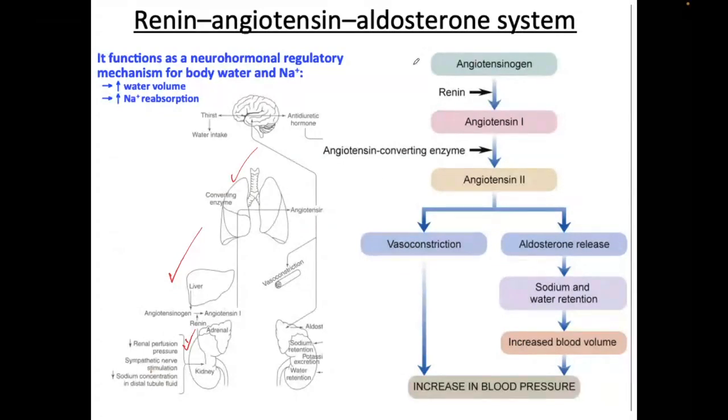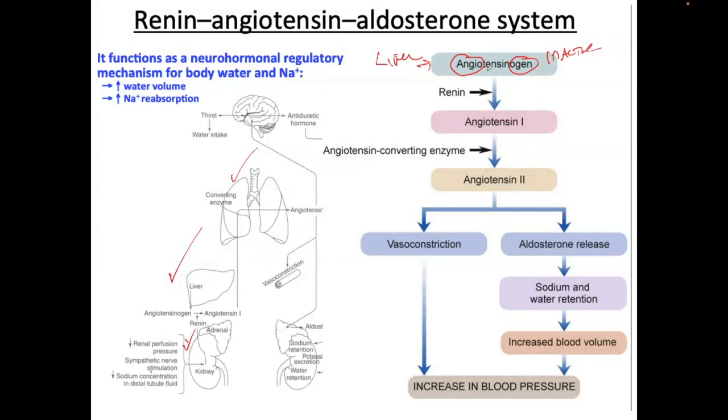So the liver makes angiotensinogen. Remember, anything that ends in -ogen means it's inactive, right? Like glucose, when it's stored, it's glycogen, inactive sugar. Glycogen can be activated to glucose. In the stomach, we have a digestive enzyme called pepsinogen, which breaks down protein. It's just inactive. Okay, so angiotensinogen is inactive.